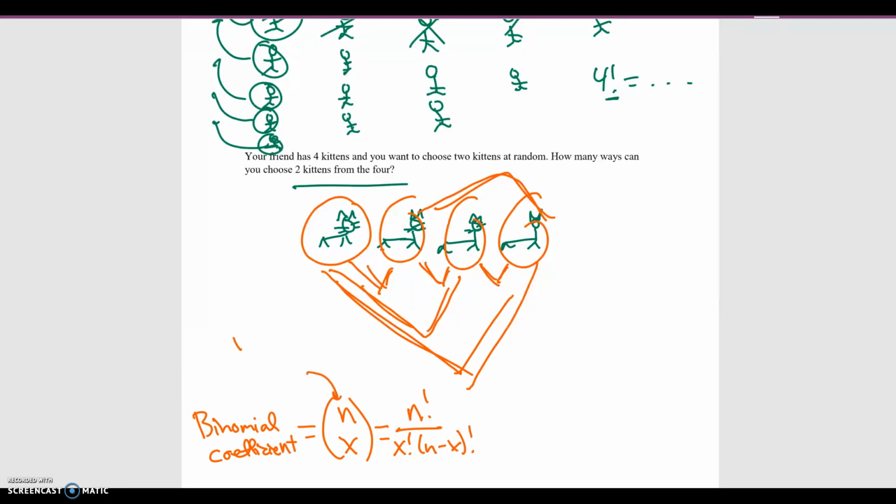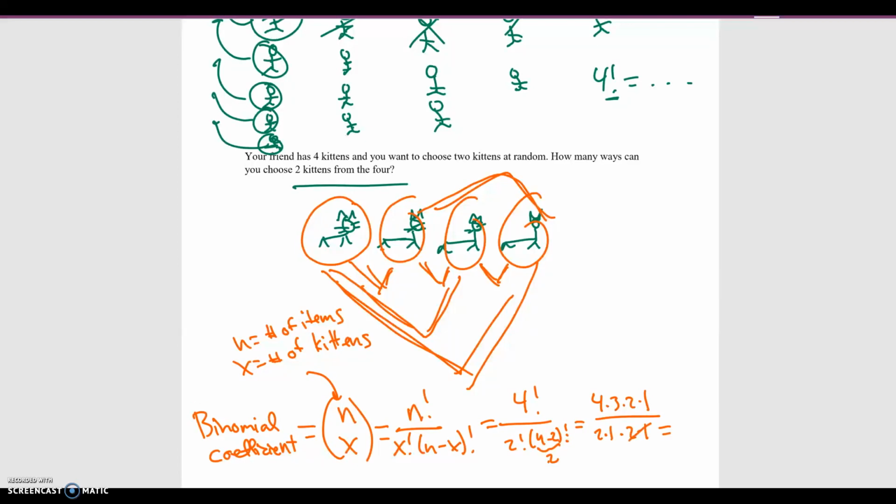Okay, so n here is the number of items. x here is the number of kittens. Now you're going to go ahead and put n here. So n is going to be 4, divided by 2 factorial, 4 minus 2 factorial. So 4 factorial is just going to be 4 times 3 times 2 times 1. 2 factorial is going to be 2 times 1. 4 minus 2 factorial is going to give me a 2 times 1. Notice 2 times 1 can cancel out. The top one's going to give me a 12 divided by 2, which gives me 6. Ta-da! So there's 6 different ways.